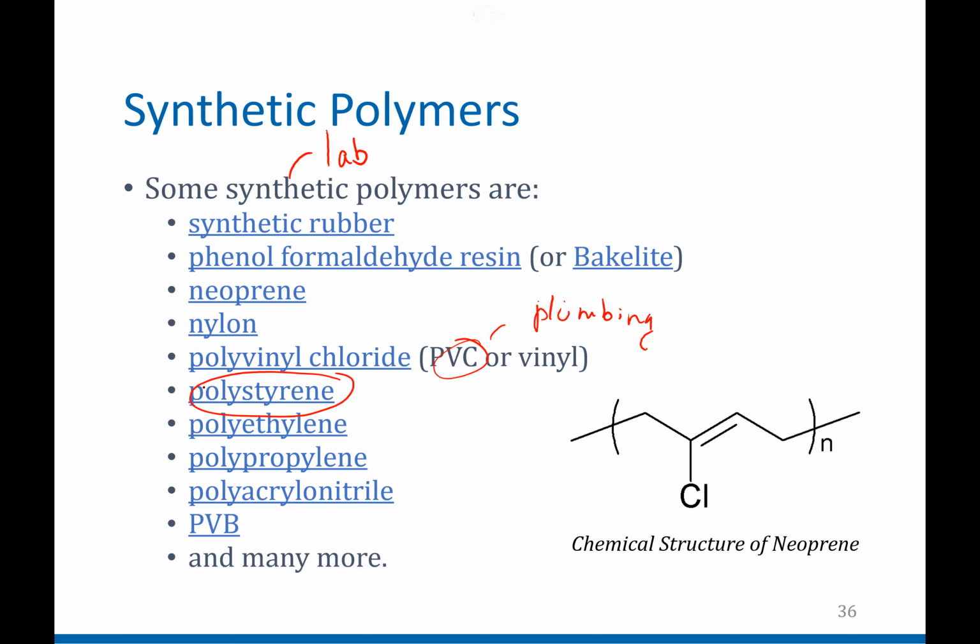Polystyrene is like styrofoam or packing peanuts. What's another one? Neoprene. It's used in wetsuits. It's a very good waterproof but very flexible fabric, or I guess I shouldn't call it a fabric, it's a polymer. So these are just some examples of polymers. Again, you don't need to know anything about them.